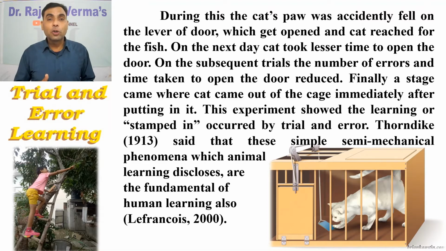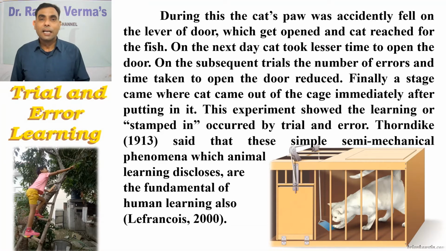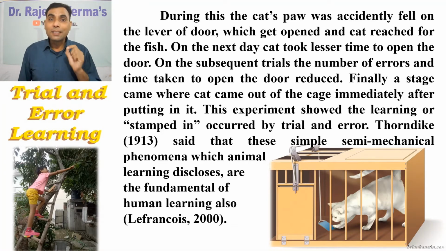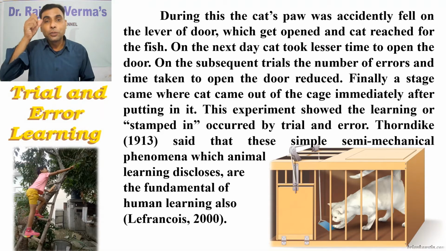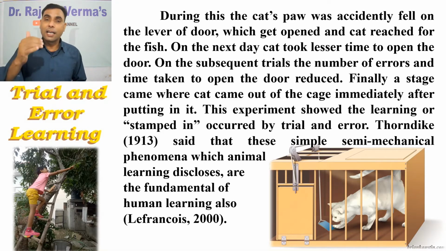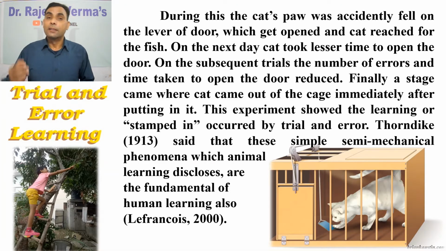What Thorndike observed was not how much fish the cat was consuming. His main motto was how many errors were committed, how much time she took, what was the behavior of the cat during this whole experiment. So he observed that in the subsequent trials, the time of escaping from the puzzle box was reduced significantly. The errors got reduced. At one time, a situation came when the moment the cat was placed in the puzzle box, the cat immediately pressed the lever and escaped from the puzzle box. So this was the observation.